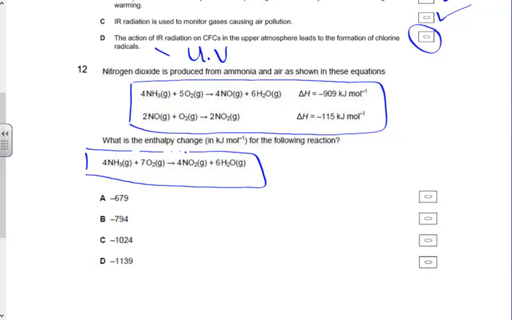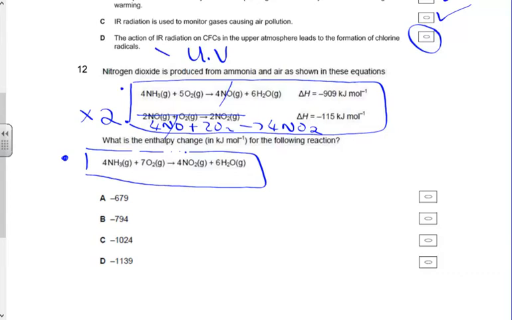Now, the important thing about answering this question is to realize that if I times the second equation here by 2 to give me 4NO plus 2O2 goes to 4NO2, and then I combine both equations, this one and this one, the 4NOs cancel out on each side, and I end up with 4NH3 plus 7O2 gives me 4NO2 plus 6H2O, which is the equation we're looking for.